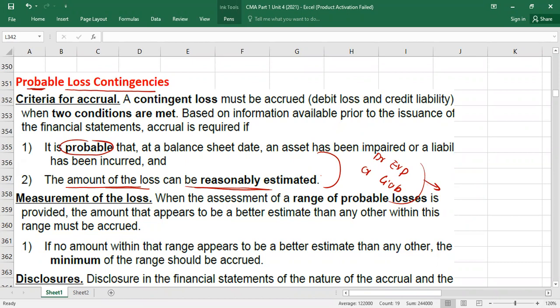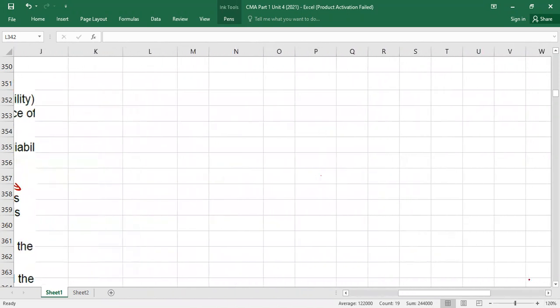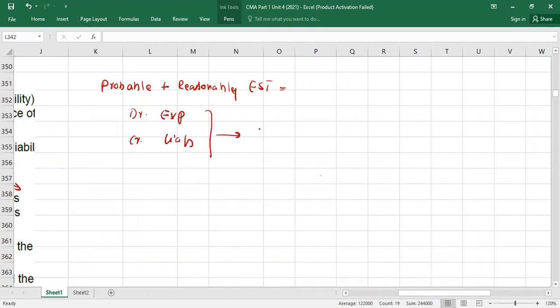So there are different scenarios. Please don't forget, I'm talking about when chances are probable plus the amount can be reasonably estimated. So what we have to do is debit expense and credit liability. The point is, what should be the amount? This is the question. What should be the amount? So for amounts, he can play with you here. Which amount do you have to book for expense and liability?